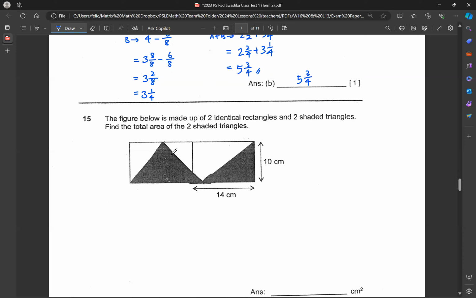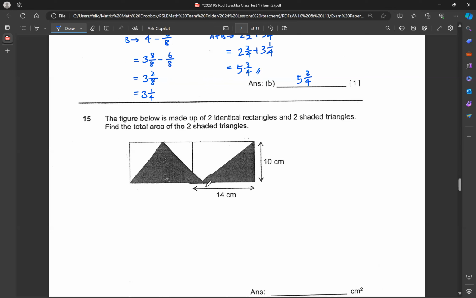You notice that this is the one shaded triangle, which is kind of jutting out of the first rectangle already. So it's taking up space on the first rectangle and a little bit of space on the second rectangle as well. And the second shaded triangle is just here, inside the second rectangle. So how then do I go about doing this?